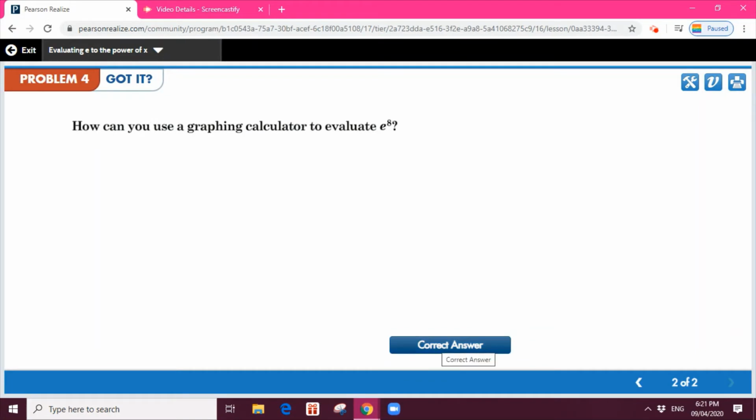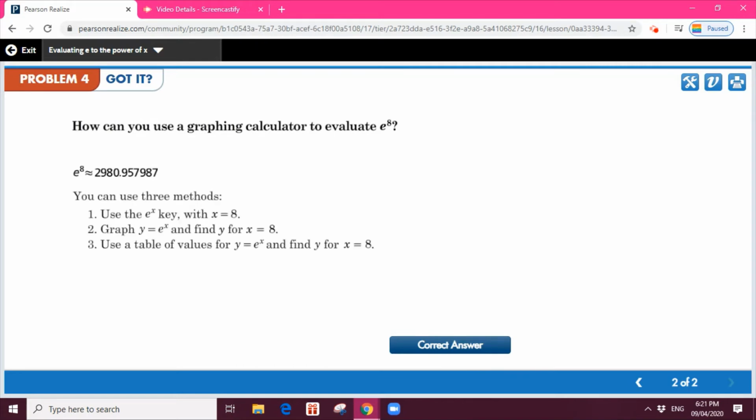How can you use a graphing calculator to evaluate e to the 8th power? e to the 8th power is approximately 2,980.957987. You can use three methods. For method 1, use the e to the x power key with x equals 8. For method 2, graph y equals e to the x power and find y for x equals 8. And for method 3, use a table of values for y equals e to the x power and find y for x equals 8.